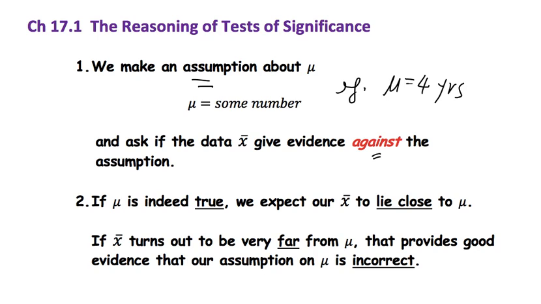So remember, as a researcher, you are kind of like a prosecutor. You're prosecuting the assumption because you don't think the assumption is true anymore. So you're looking for evidence against the assumption. If mu is indeed true, then we expect our sample mean to be close to mu. If the sample mean turns out to be very far from mu, that means we have good evidence that our assumption is incorrect.